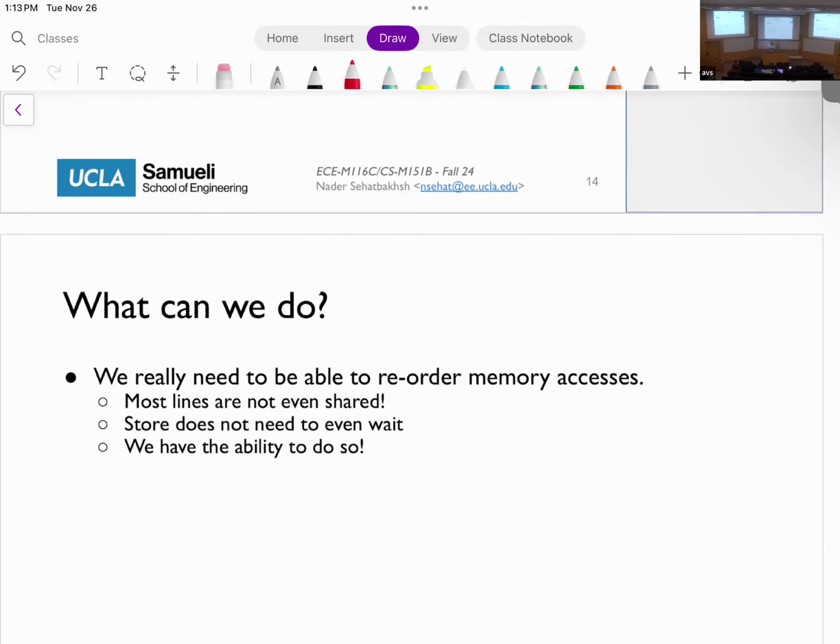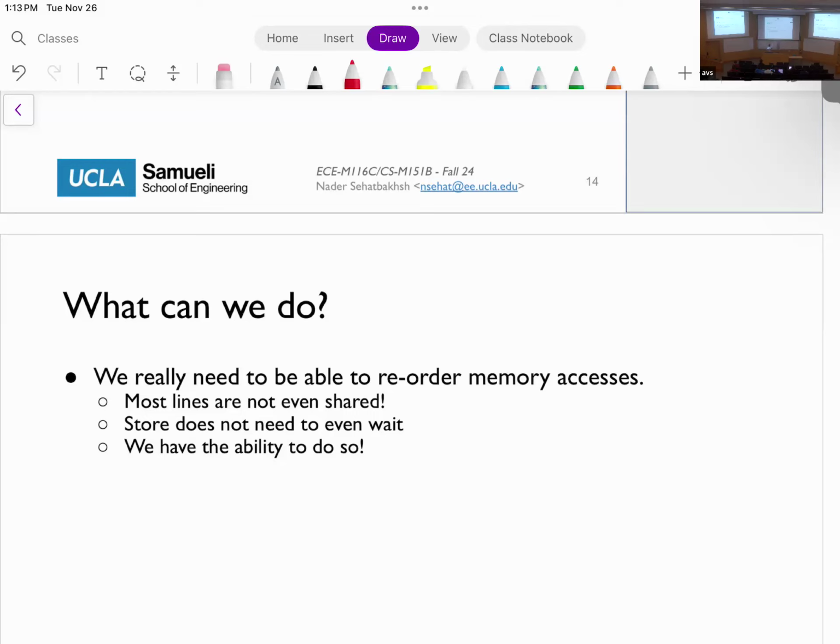So now the question is, why do you want different memory models, and why are there other memory models in the system? Because of course you can think about many scenarios for optimization. I've shown you a few of them here. For example, many lines are not even shared, so I don't even need to worry about their consistency issues. So why am I penalizing my program for lines that are not even shared? Let's actually do them out of order.